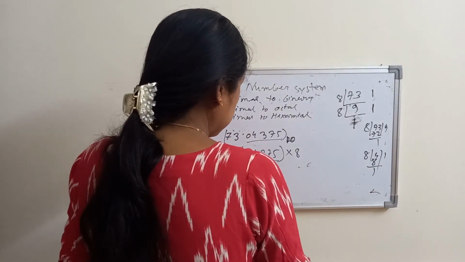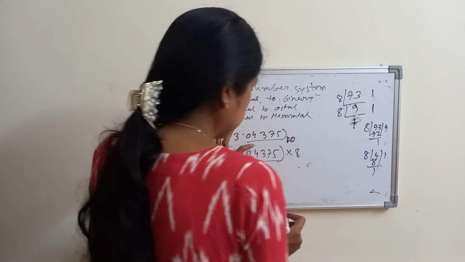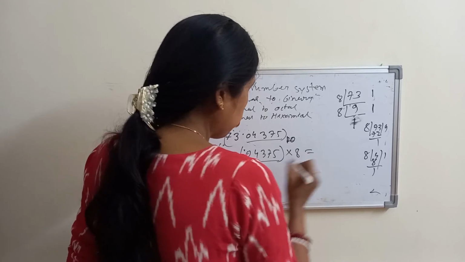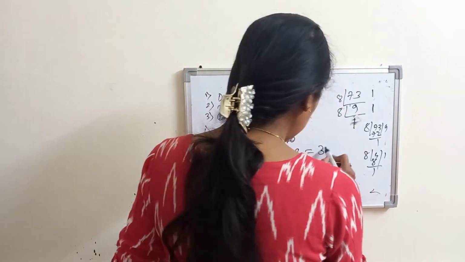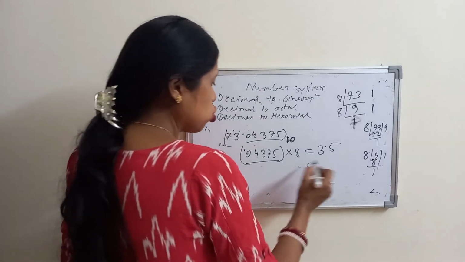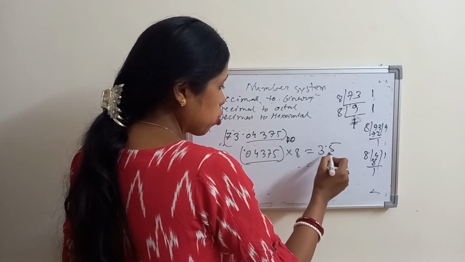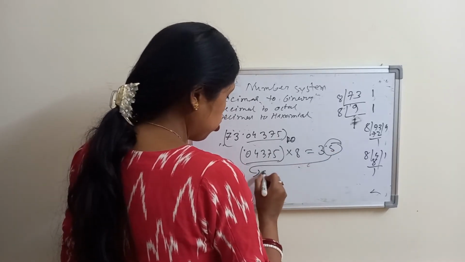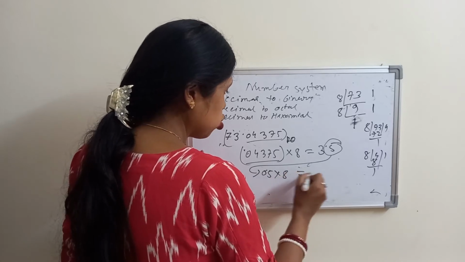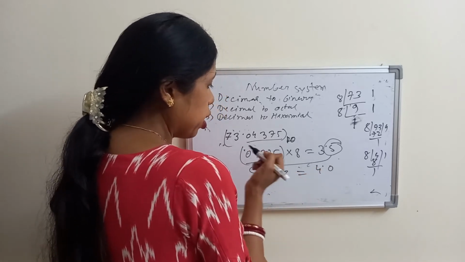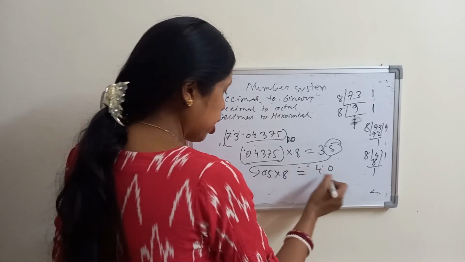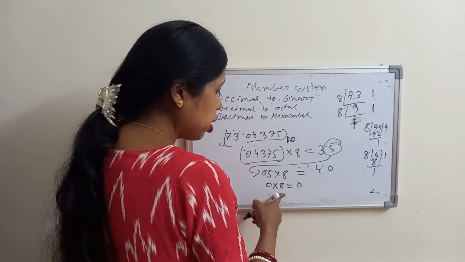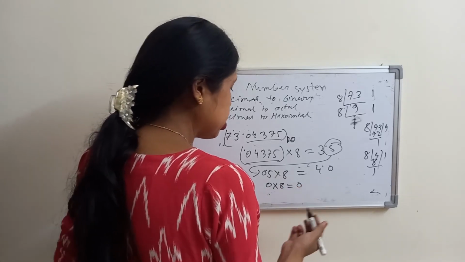For 0.04375, this fraction should be multiplied by the base of the octal number system, 8. You will get 0.35. Now after that, you only consider the 0.35 for further multiplication, not the 0. Multiplying 0.5 by 8 gives 4.0. So here you are getting 0, and multiplying 0 by 8 again gives 0.